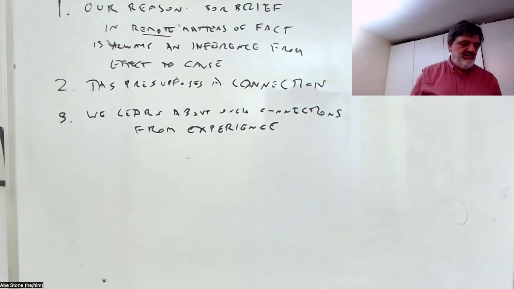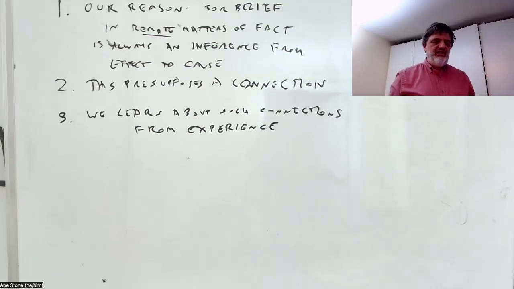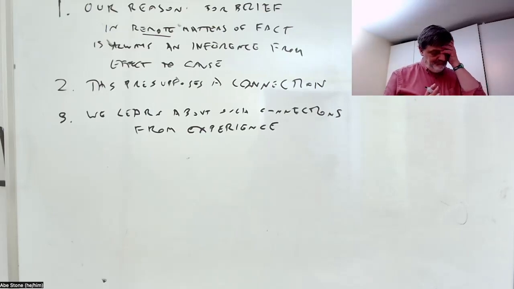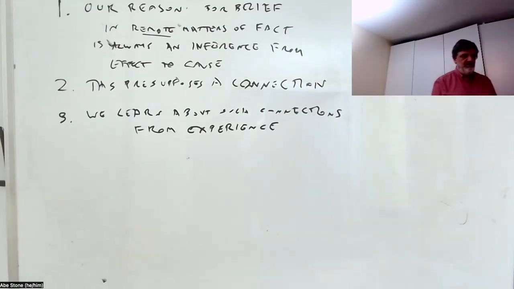Now, this is a little bit tricky if you think back to the fire example or the bread example. What we actually learn from experience is that the two effects go together. Right, as Locke says, knowledge of substances is about the necessary coexistence of properties. We learn that the thing that causes light also always causes heat.